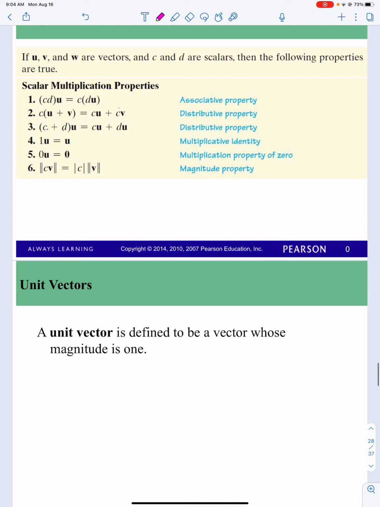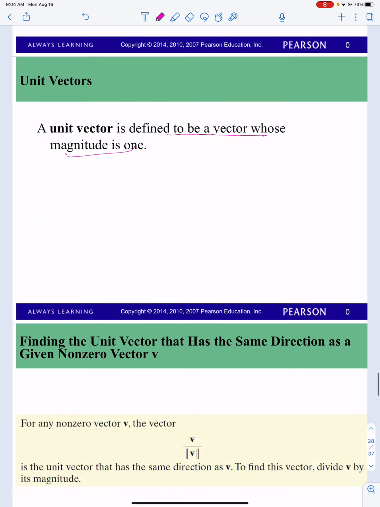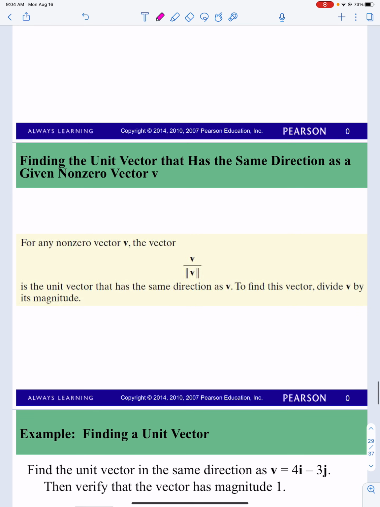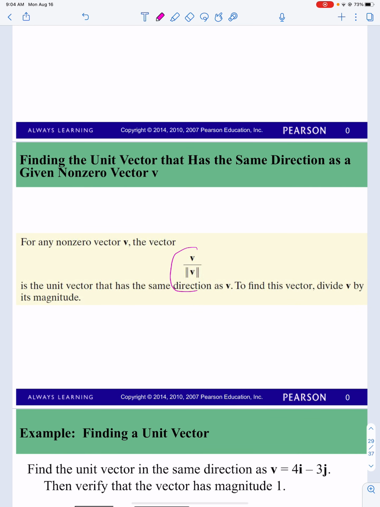Okay, so a unit vector is defined to be a vector whose magnitude is 1. We have already talked about this. So finding the unit vector. How could you find the unit vector? This is a very important one. So what will you do? This is any vector. If you divide by its magnitude, what happens?